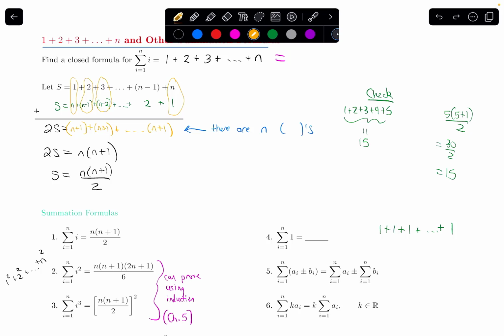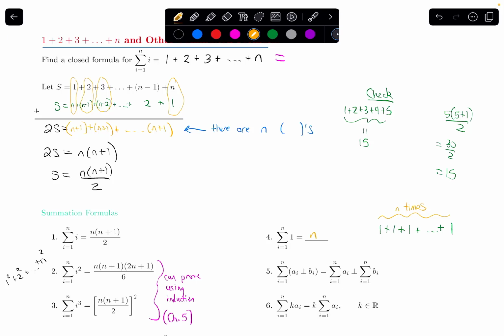So how many times are we adding this together? Well, I started off plugging in 1 and ended up by plugging in n. So we are doing this n times. So if I add 1 to itself n times, well, that just equals n.